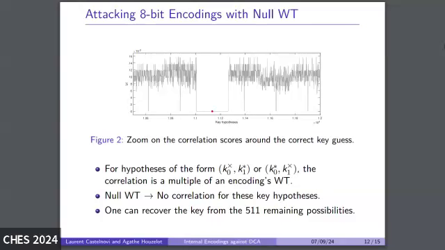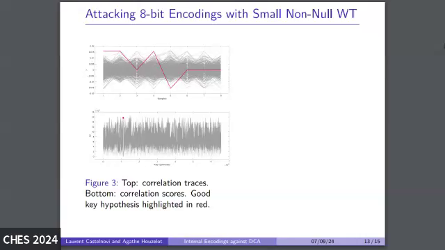And unfortunately, it is very easy for an adversary to recover the secret key from the 511 remaining possibilities, since among them 256 will have the same first byte, which will be the correct one, and 256 others will have the same second byte, which will also be the correct one. So yeah, very easy. So we now know that crafting encodings with only null Walsh transforms is definitely not a good idea.